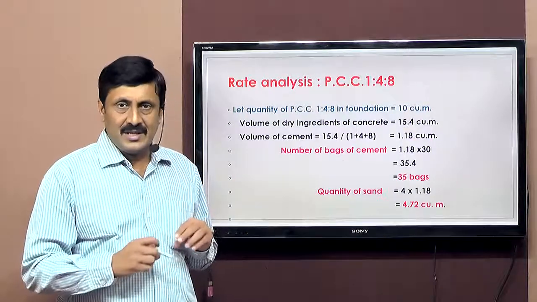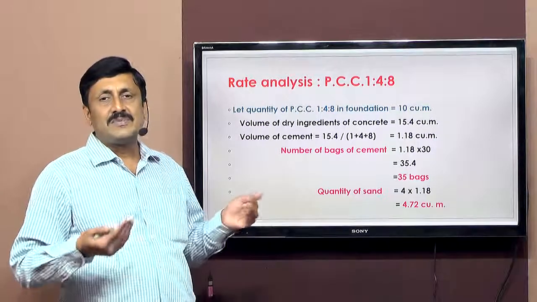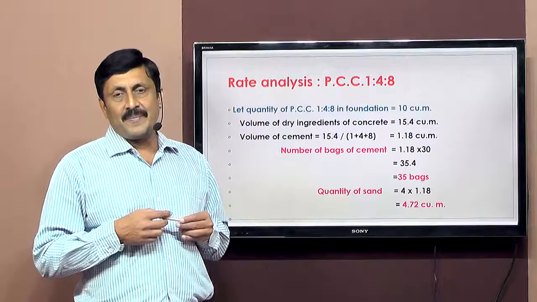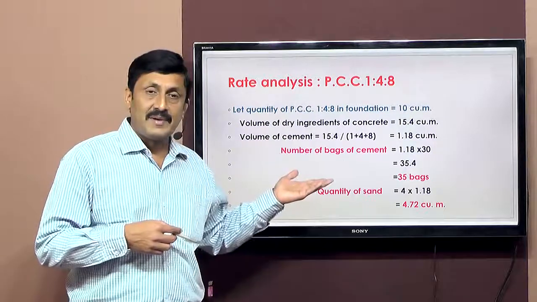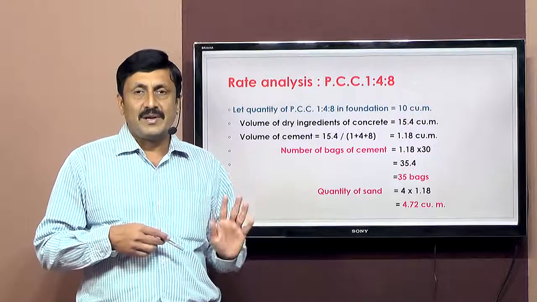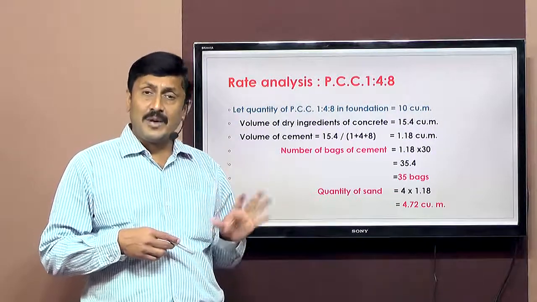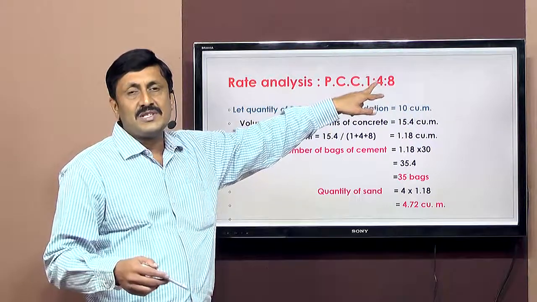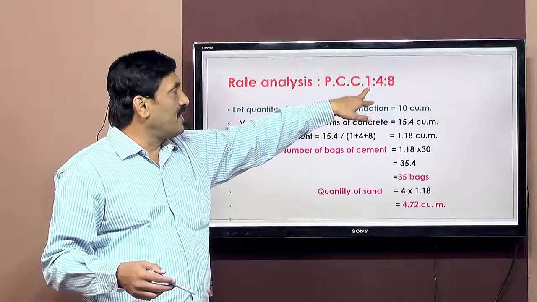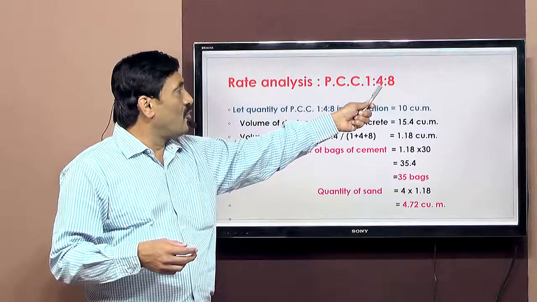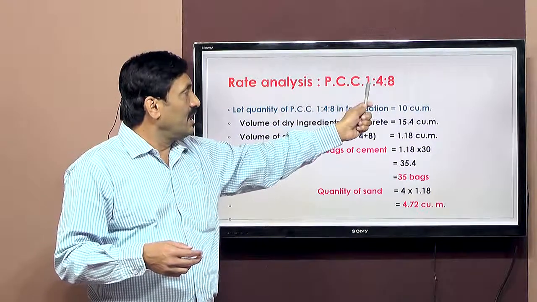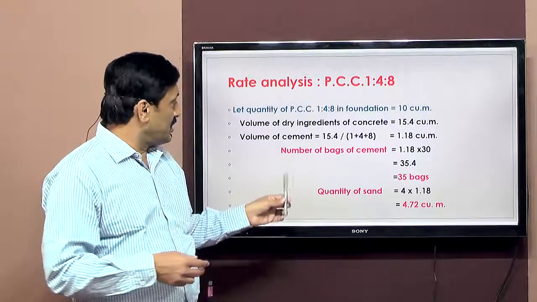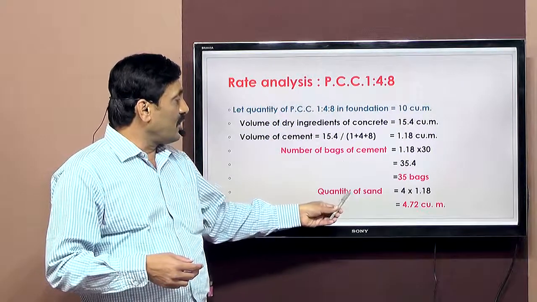Then the next material required for this PCC is sand, and calculating the quantity of sand is very easy now because we have already calculated the volume of cement. Whatever the quantity of cement in cubic meters, 4 times that will be the volume of sand, because the proportion is 1:4:8. So if one part of cement is there, there will be 4 parts of sand. If one part of cement is there, then there will be 8 parts of aggregates. So here we have calculated the quantity of sand like this.